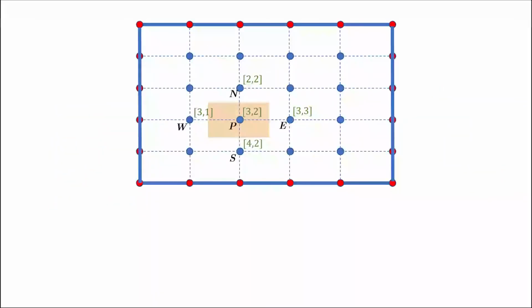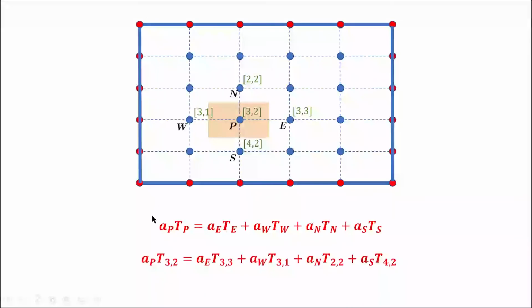So now we have obtained this particular set of indexing. Previously, when we had the naming system, that is P, E, N and S, we had the governing equation in the discretized form as APTP equals AETE plus AWTW plus ANTN plus ASTS. Now if I want to convert this equation, which I would understand, into another form which Python would understand, we simply have to replace the P, E and so on by their respective indices.